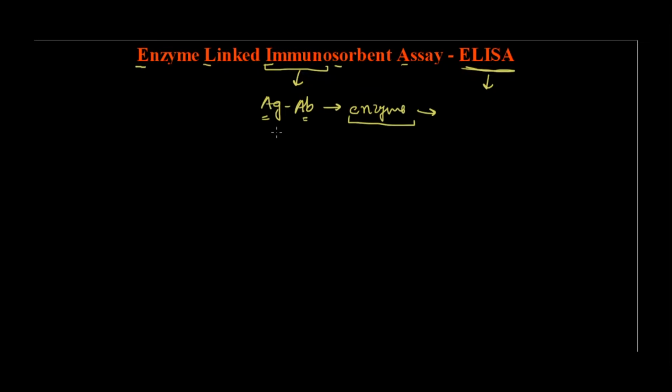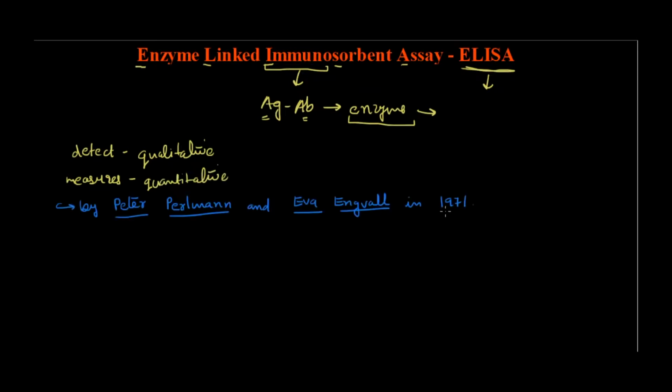Now as I said, antigen or antibody detection, that means it is going to detect the presence of antigen or antibody. So it is qualitative analysis. Also we can find out how much, means it measures how much of that antigen or antibody is present. So it is also a quantitative type of assay. ELISA was given in 1971 by Peter Perlmann and Eva Engvall.